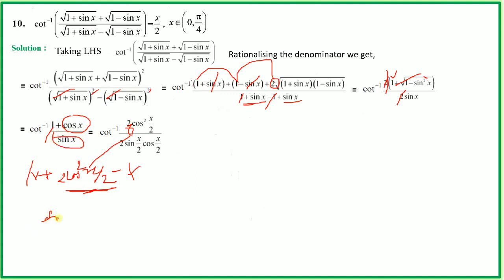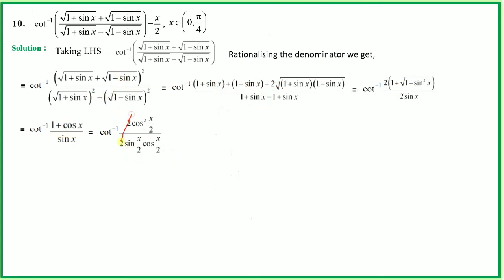So that formula: sin x is equal to 2 sin x by 2 into cos x by 2, so that we have substituted here. Now 2 and 2 will go away, and then one power of cos x by 2 will cancel with the cos x by 2. Now we have cos x by 2 upon sin x by 2, which is nothing but cot x by 2. Cot inverse outside, and then cot x by 2. Now cot and cot inverse will be removed, so it is equal to x by 2. That was our target.